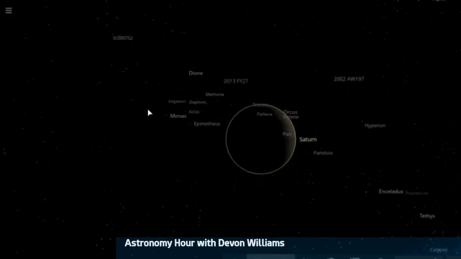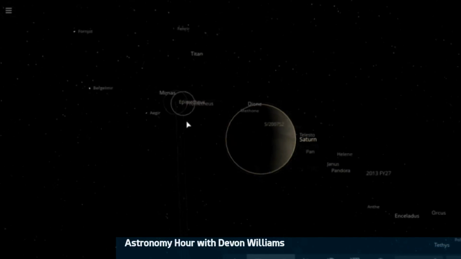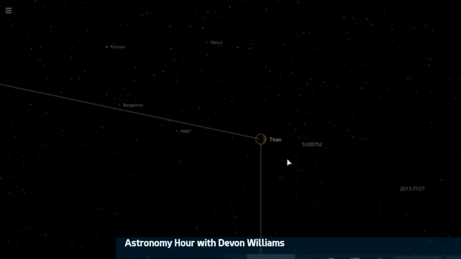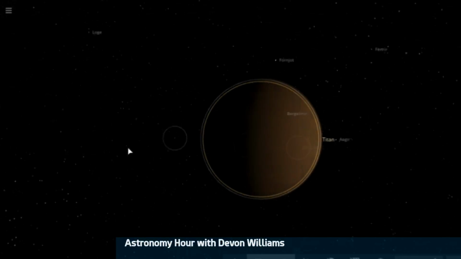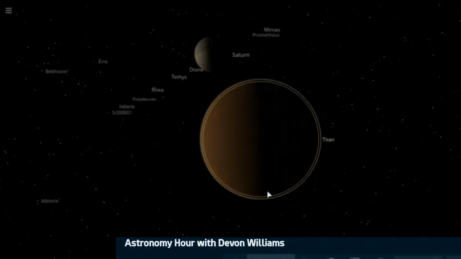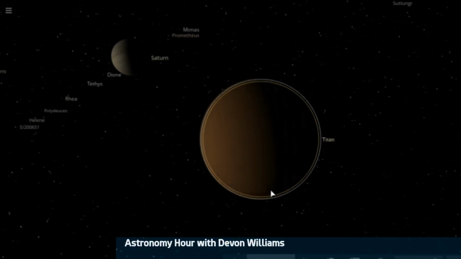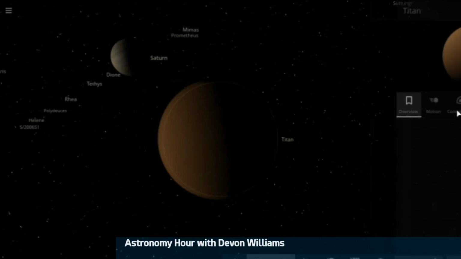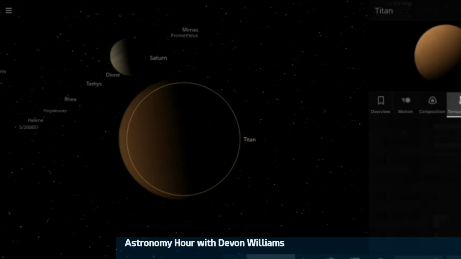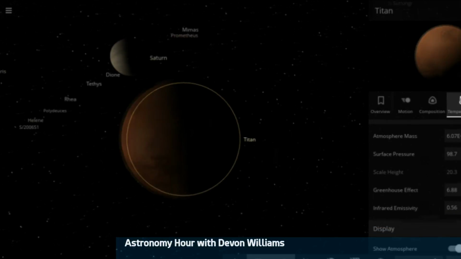But the most interesting of all of the Saturn moons, and I'm trying to find it, there it is, the moon Titan. Now, this is the second largest moon in the entire solar system, next to Ganymede. And this is the only moon in the solar system to actually have an atmosphere. I'll show you that right now, as I should be able to come into the program and turn it off if it will let me. There we go.